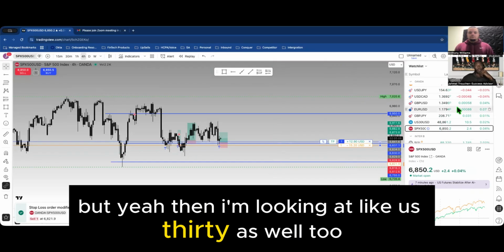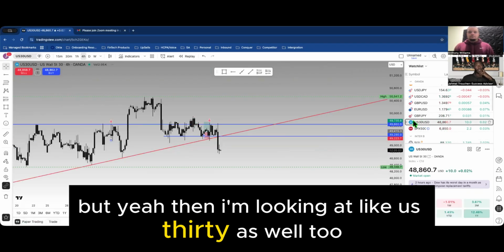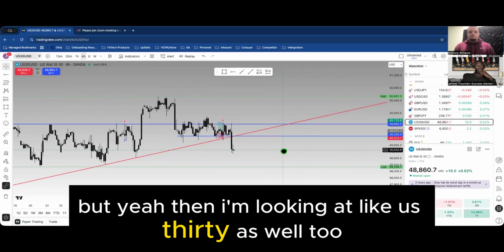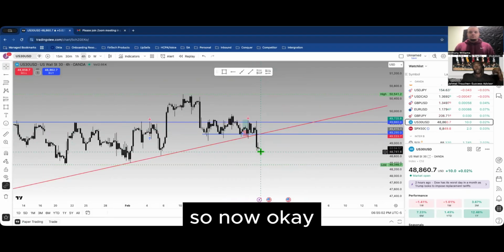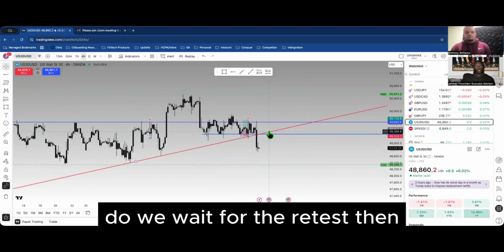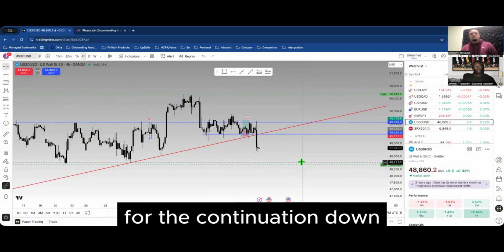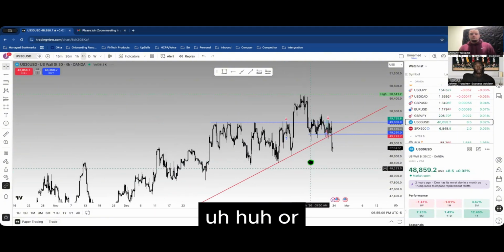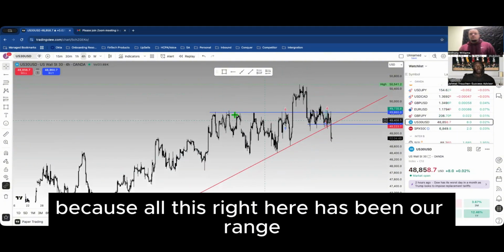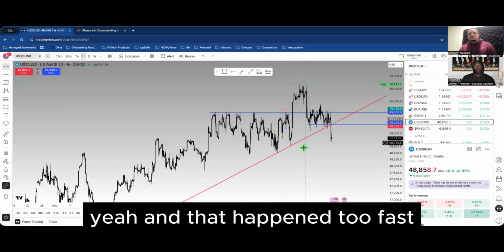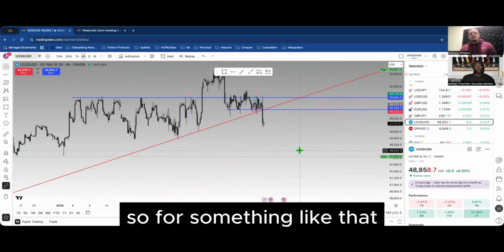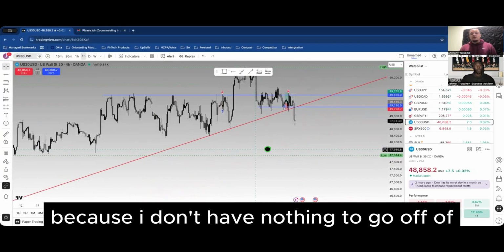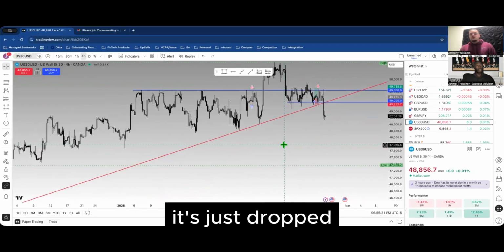Then I've been looking at US 30 as well. It had this big break. So now, do you wait for the retest, then for the continuation down, or because all this right here has been a range? That big drop of a candle happened too fast. For something like that, I would have to wait on a retest because I have nothing to go off of. It just dropped.